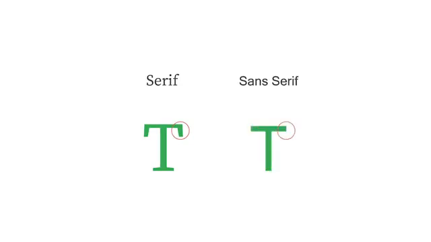On the other hand, sans serif styles of type don't have these tiny lines. Notice that on the right side of the screen, there are no small lines hanging off of the T. This T is just a simple horizontal and vertical line. That's a clear indicator that this T falls into the sans serif type classification.